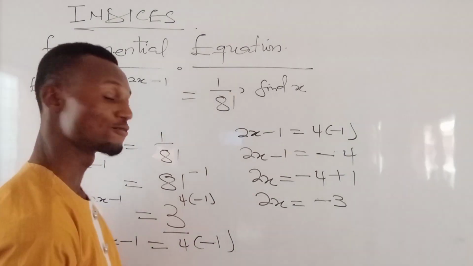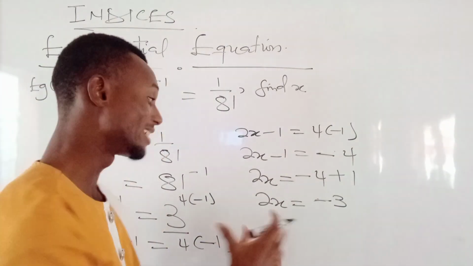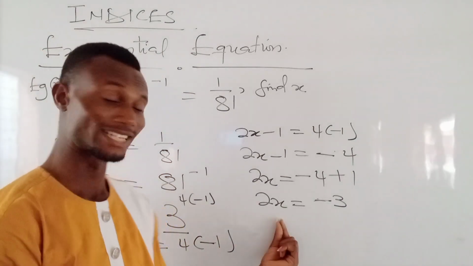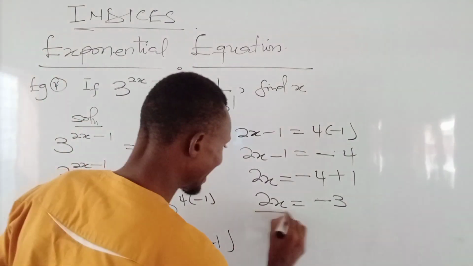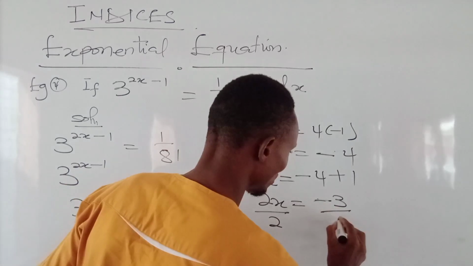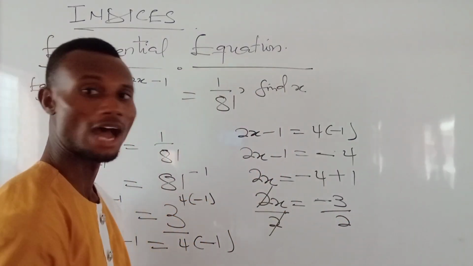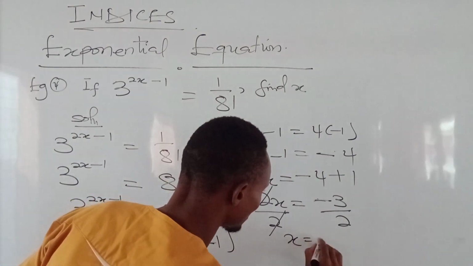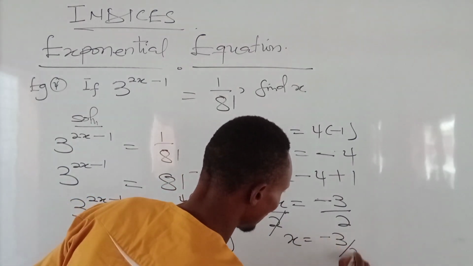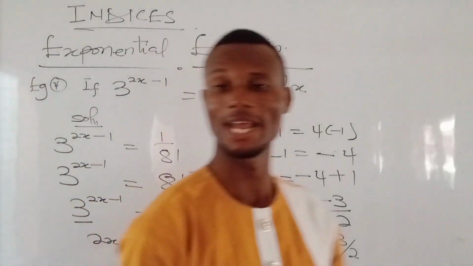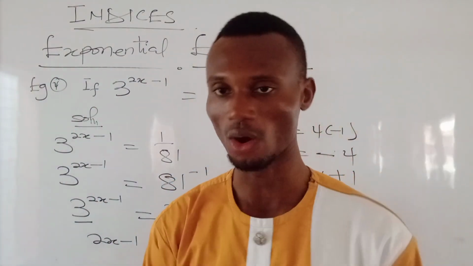Now to get the value for s, we just have to divide through by the coefficient of s, and that is the 2. So I'll divide here by 2 and divide here also by 2, so that this and this can cancel away. Now I'll have s equals negative 3 over 2, and this is my final answer for solving the exponential equation on the board.